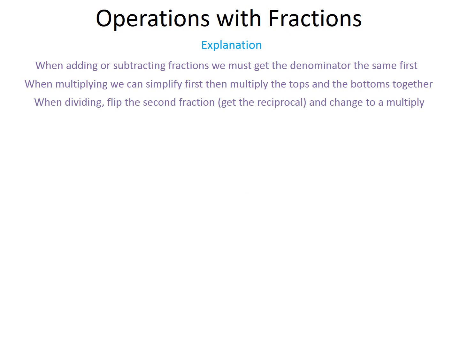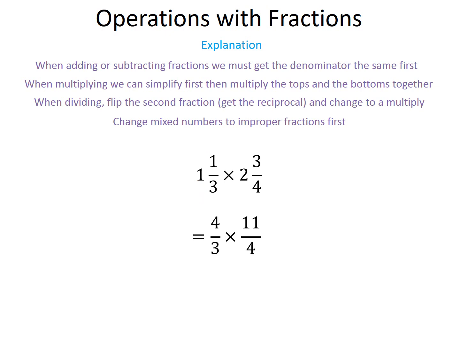Now also, a lot of the time, if you've got mixed numbers, you have to change them to improper fractions first. So if I have 1 1/3 times 2 3/4, I would convert those into improper fractions by doing my 1 times 3 plus 1 gets me 4 over 3, and this one's 2 times 4 is 8, plus 3 gets me 11 over 4, and now I do that multiplication normally. And at the end of your question, when you get the answer, if it's an improper fraction, you often change it back into a mixed number.